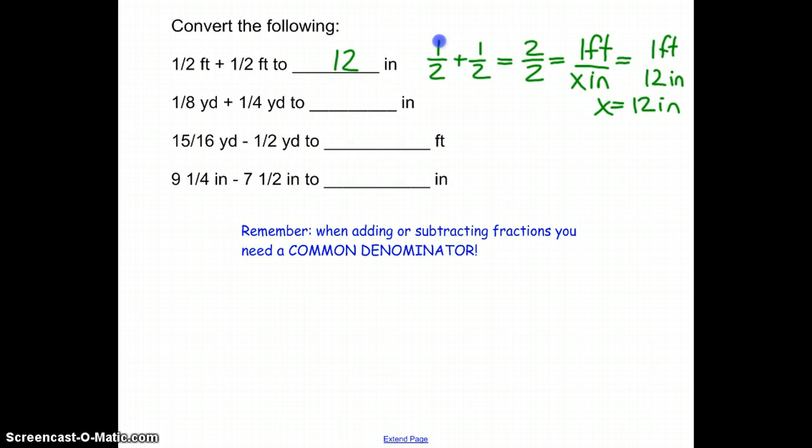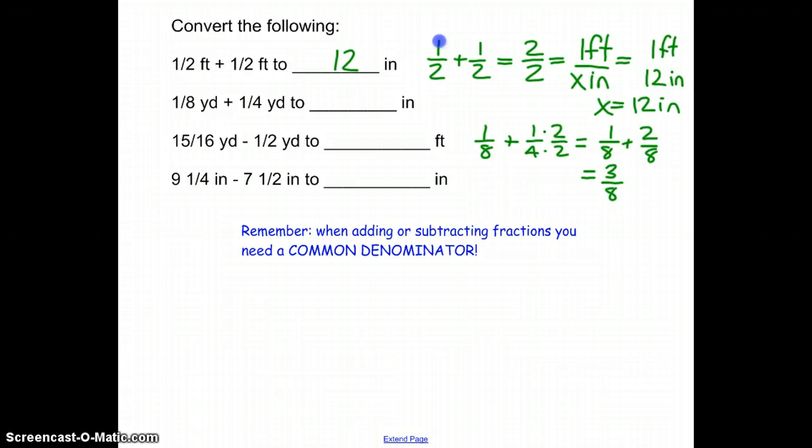Now the next one, remember that when you're adding or subtracting, you need a common denominator. So to find a common denominator, let's say we have 1/8 plus 1/4. The common denominator will be the bigger number that the two go into. So both of these numbers go into 8. So we can multiply the second one by 2/2 to get 1/8 plus 2/8, which is 3/8 as our factor.